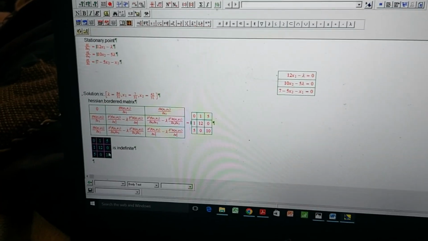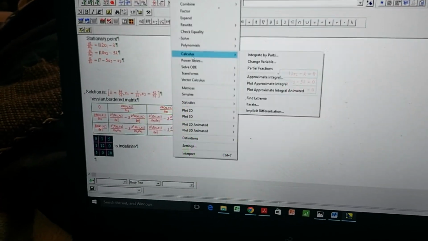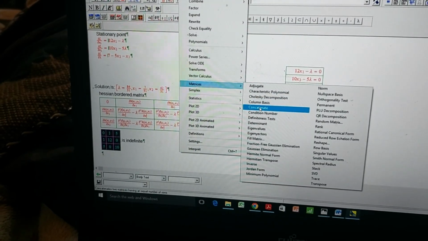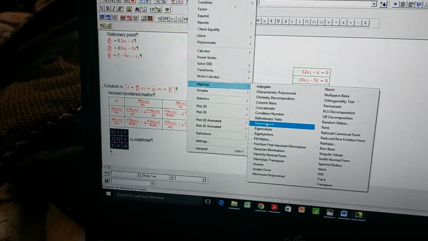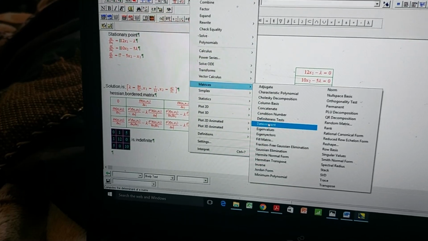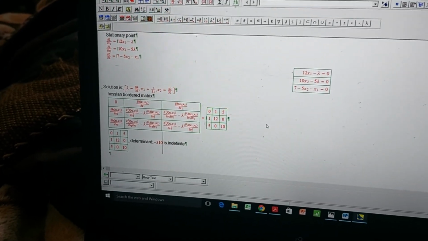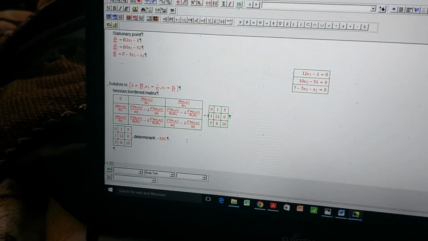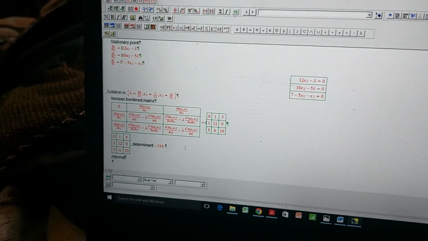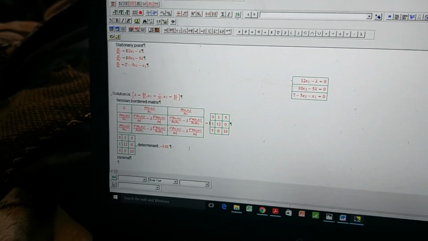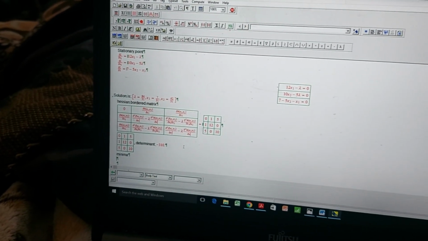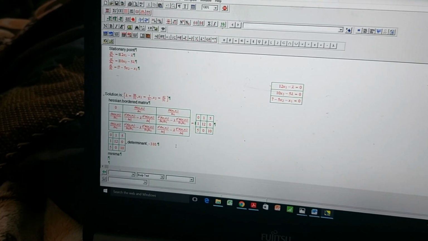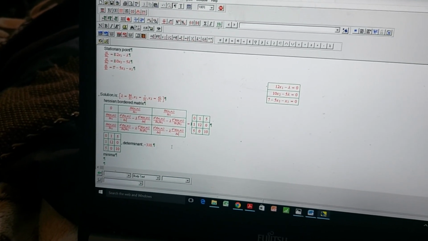So 3 cross 3 is the same matrix. We go to Compute, Matrices, and Determinant. If the determinant is negative, it is minima. If the determinant is positive, it is maxima. So we click on it and the determinant is minus 310. Okay, so it is minima. This is how you find the Hessian border matrix and find the minima or maxima.